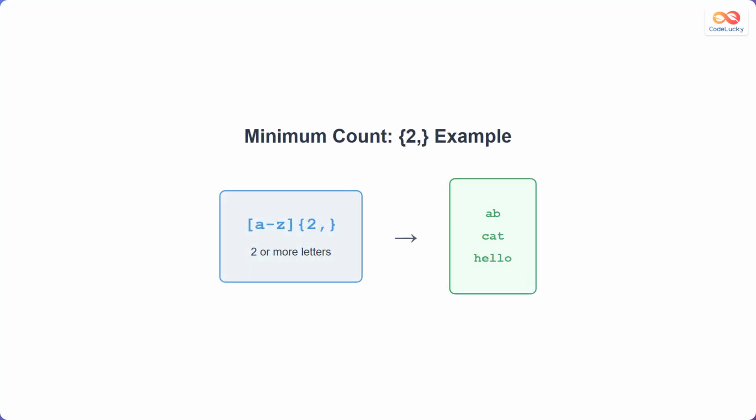Let's look at an example of using the minimum count quantifier. The regular expression [a-z]{2,} matches 2 or more lowercase letters. The [a-z] character set represents any lowercase letter, and {2,} specifies that we want 2 or more of them. This pattern will match ab, cat, and hello. It requires at least 2 lowercase letters to be present to be considered a match.